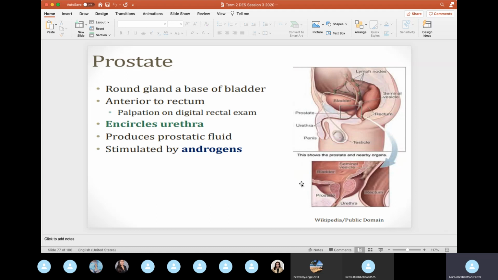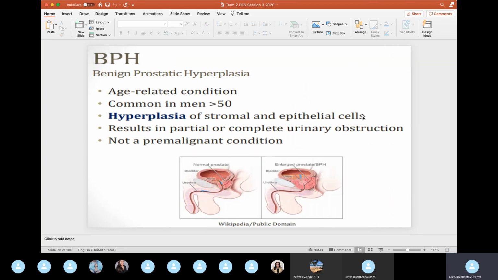Prostate. So prostate, round gland, base of the bladder. It's anterior to rectum. So you palpate it on your digital rectal exam. It encircles the urethra. It produces your prostatic fluid and is stimulated by your androgens. BPH, high yield: hyperplasia of stromal and epithelial cells results in what? Complete urinary obstruction, not a premalignant condition.